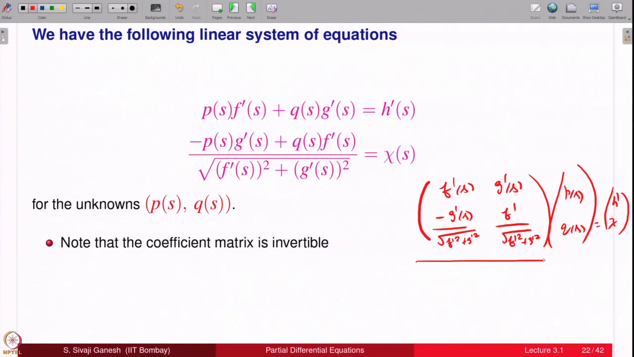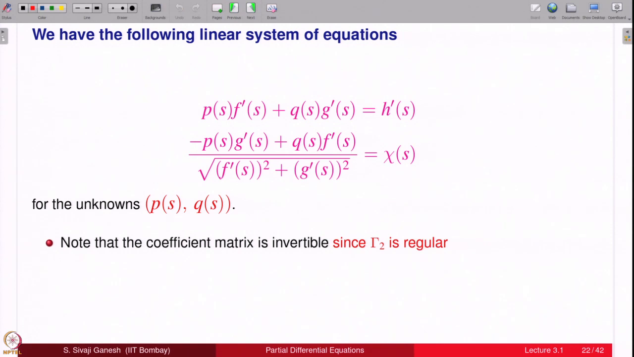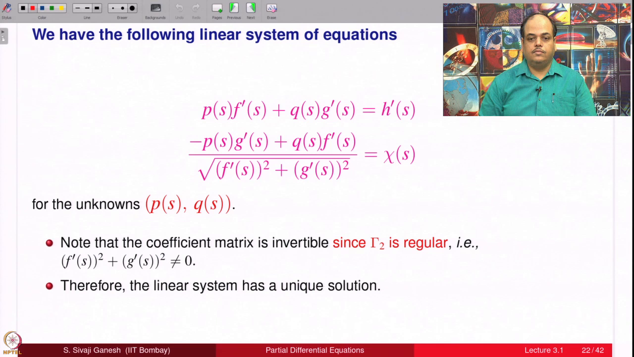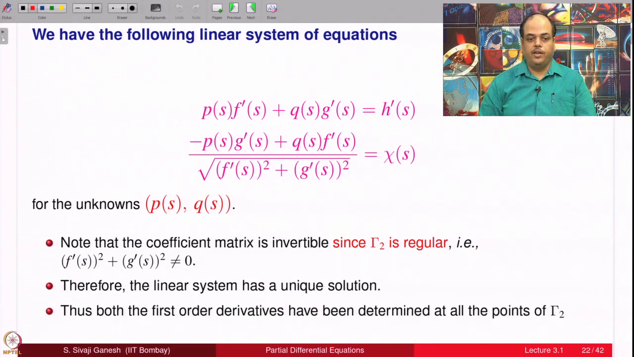Now, what is the determinant of this? It is f prime squared plus g prime squared divided by the square root of f prime squared plus g prime squared. Therefore, the determinant is equal to the square root of f prime squared plus g prime squared, and that is not equal to 0 due to the regularity of the curve. So, there is exactly one solution for p(s) and q(s). So, we can find p(s) and q(s) uniquely.